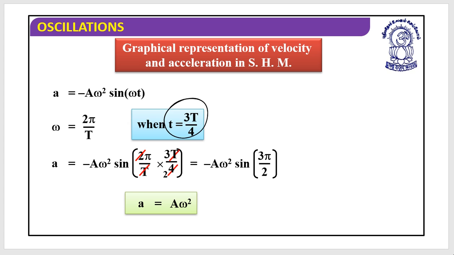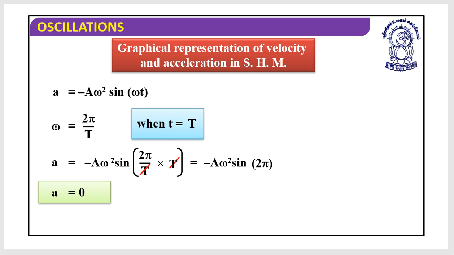In the same way, let's calculate it for 3T by 4. So if I replace the value, it's 2 pi by T into 3T by 4. T has gone, 2 and 4 have cancelled, so this is sine 3 pi by 2, and sine 3 pi by 2 is minus 1. So a is equal to A omega square.